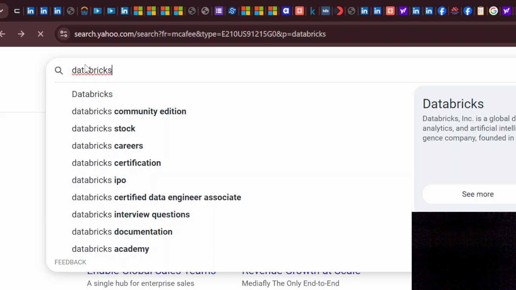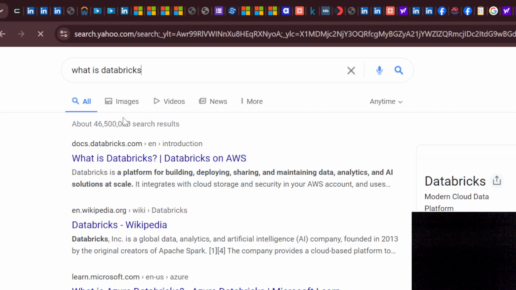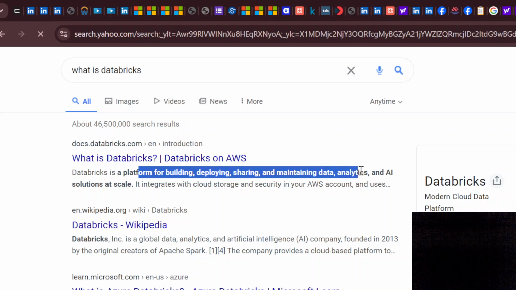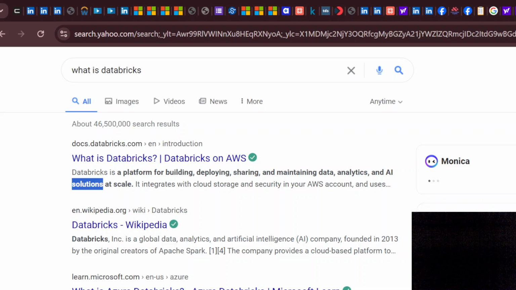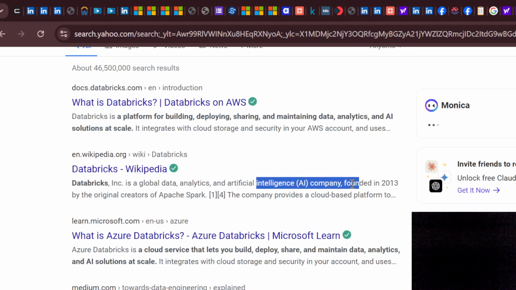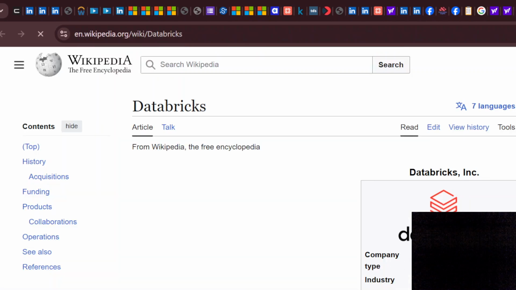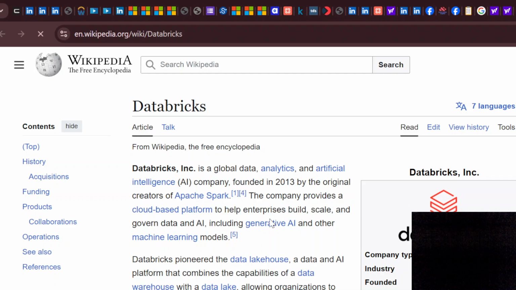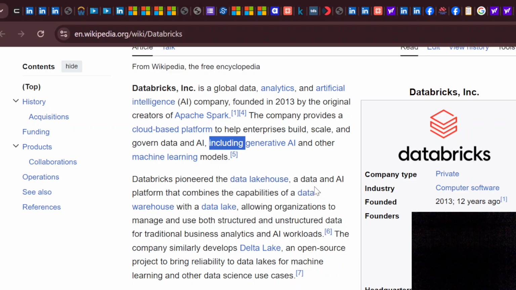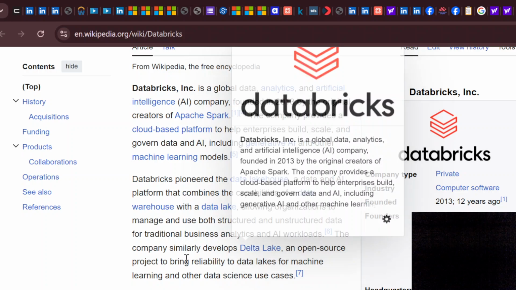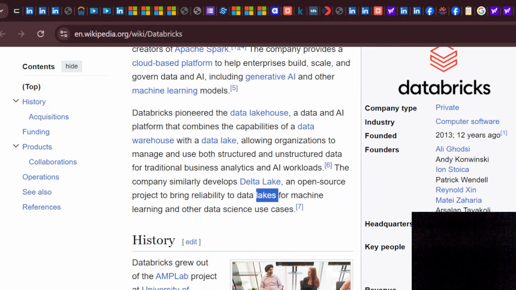What is Databricks here? It's a platform for building, deploying, sharing, and maintaining data analytics and AI solutions at scale. If you look into Wikipedia also, it is a cloud-based platform to help enterprises build, scale, and govern data and AI, including generative AI and machine learning models. It pioneered the data lakehouse, a data and AI platform that combines the data warehouse and data lake, allowing organizations to manage and use both structured and unstructured data for traditional AI workloads. The company also develops Delta Lake, an open source product that brings reliability for machine learning and other data science use cases.